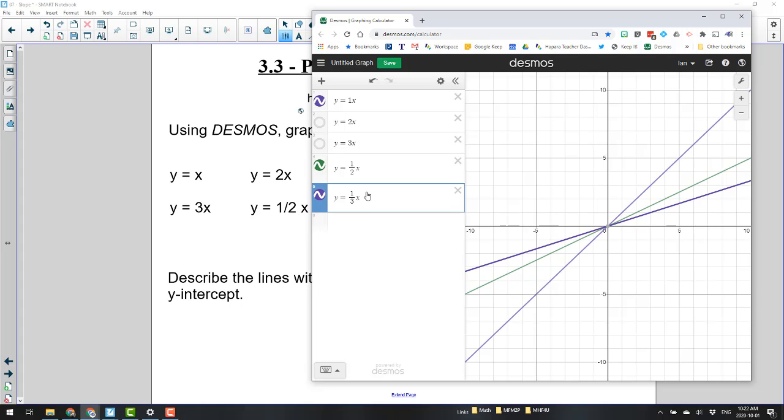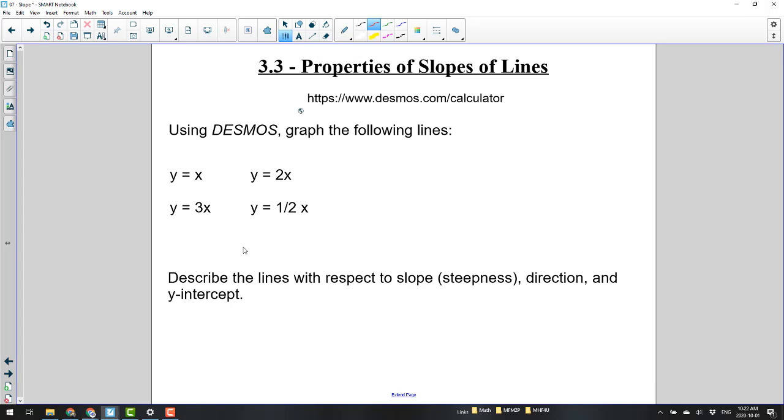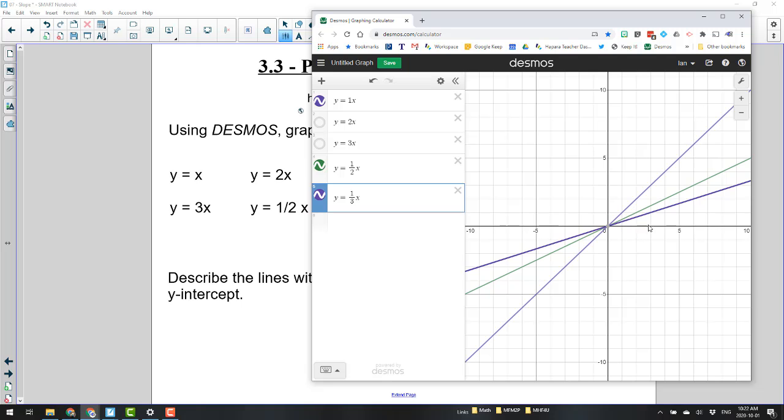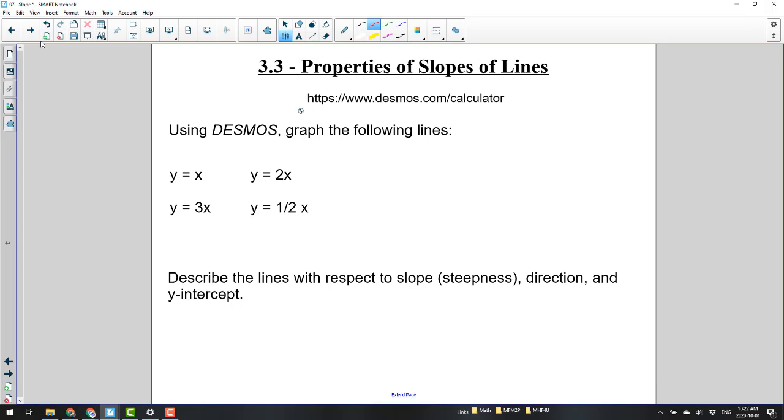So it looks like the smaller the number, the more shallow the line; the bigger the slope, the steeper the line. It does not change the y-intercept, however, right? If I find my tab again, we can see all of them are passing through the origin. So all I'm doing there is affecting the steepness of the line.